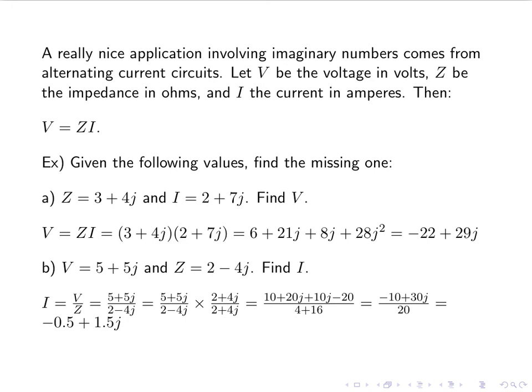So we will cancel the common factor of 10 there, and then I'll distribute. So negative 1 over 2 gives me negative 0.5 for the real part. 3 over 2 gives me 1.5j for the imaginary half.